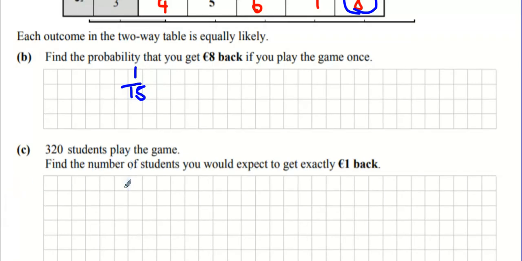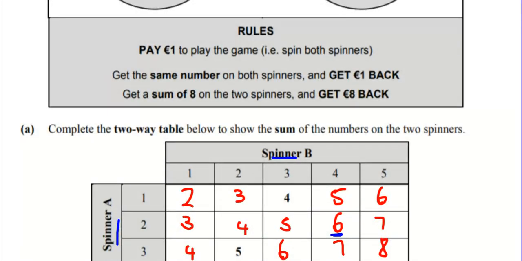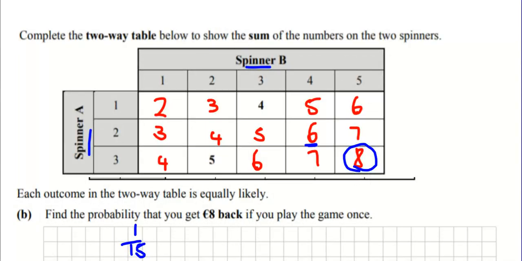320 students play the game. Find the number of students you would expect to get exactly €1 back. Well, to get €1 back, you need to get the same number on both spinners. So what numbers can happen on the same spinner? Well, 1, 1, 2, 2, and 3, 3.